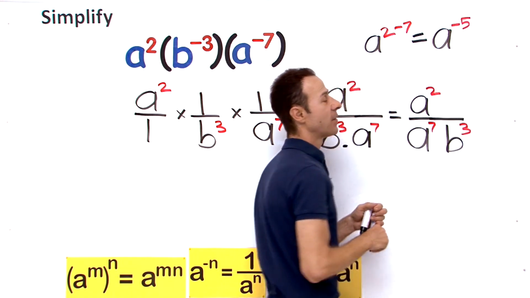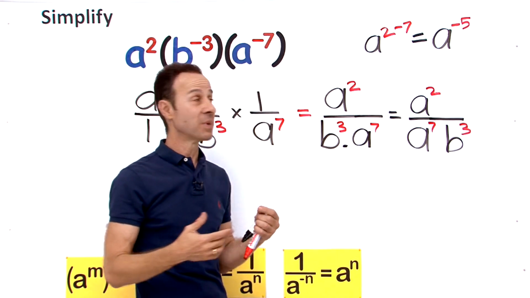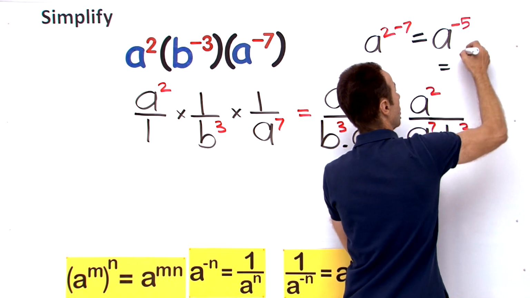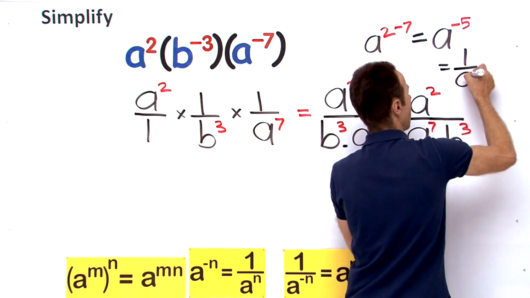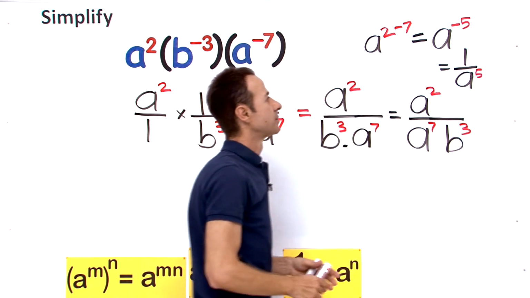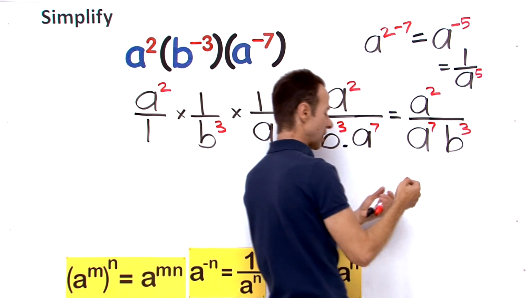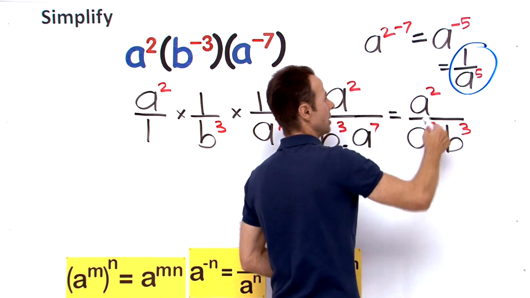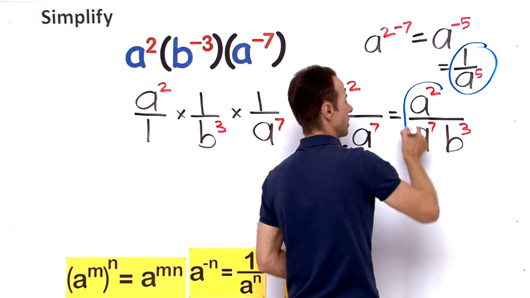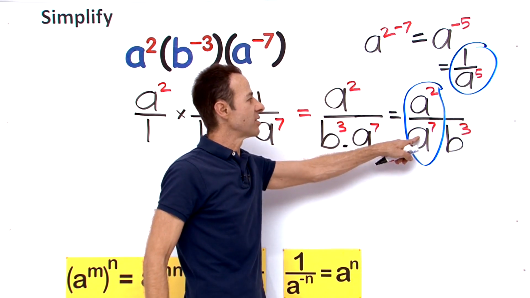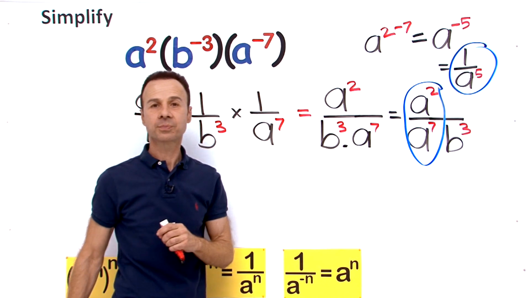What's a to the negative 5? Well, it's got a negative. It means that a is going to be down below. So that's the same as saying 1 over a to the positive 5, isn't it? So that means it goes down below. So that's what we're after. This part here turns into that. A to the 2 over a to the 7 becomes that.